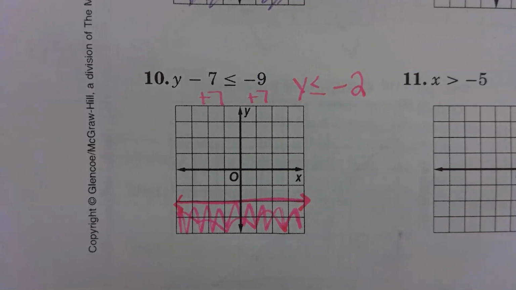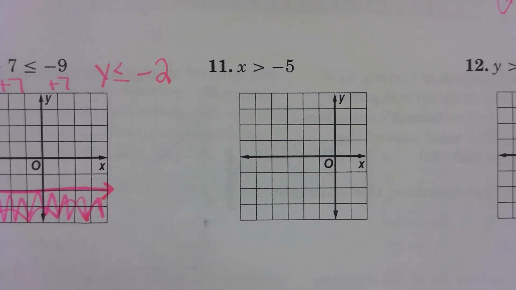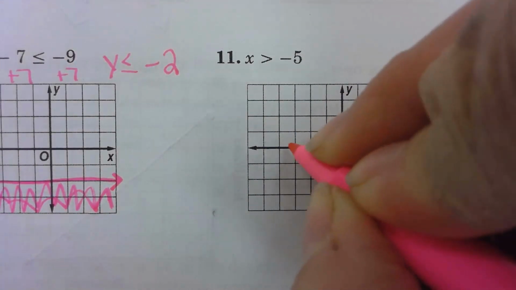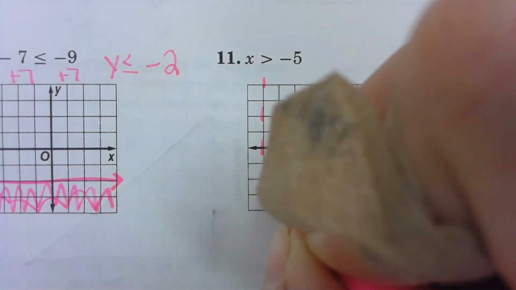Number 11. There is no y in number 11. So now, what is the slope of that line? Undefined. Therefore, my line goes what way? Vertical. The line is dashed.